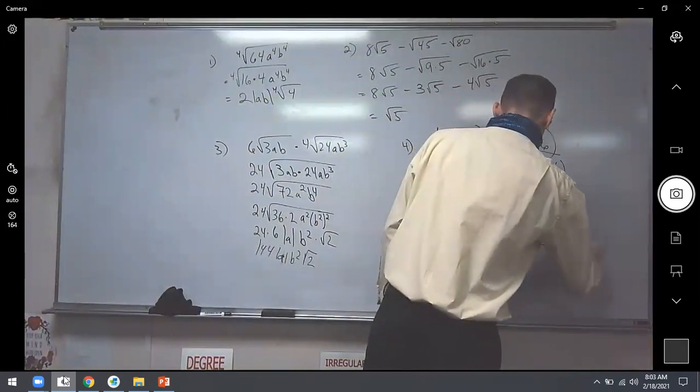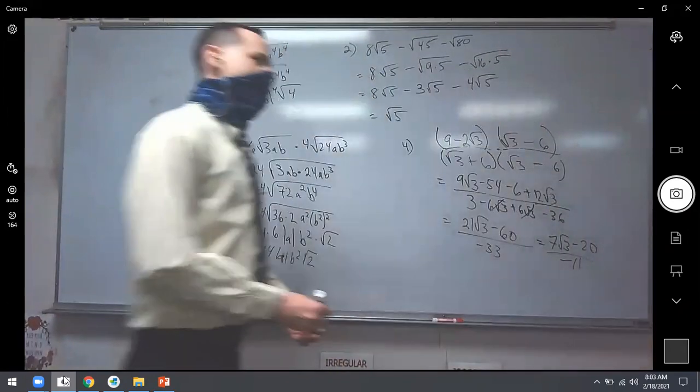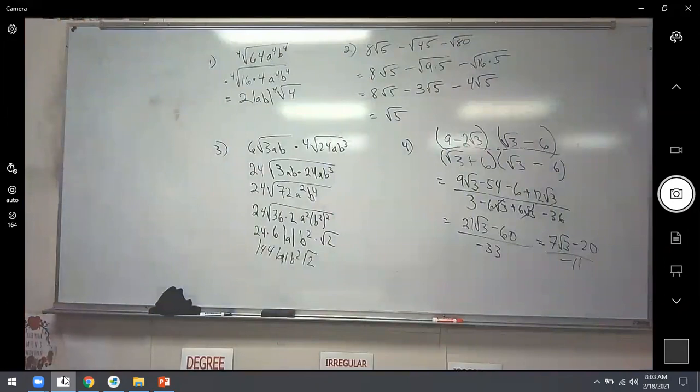60 divided by 3 would be 20. And 33 divided by 3 would be 11. So there's a better answer, slightly more simplified. But that's the idea of the conjugate. Did you see the conjugate? Are we okay on that idea?